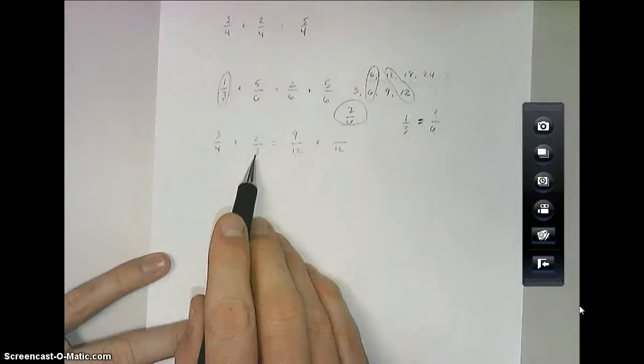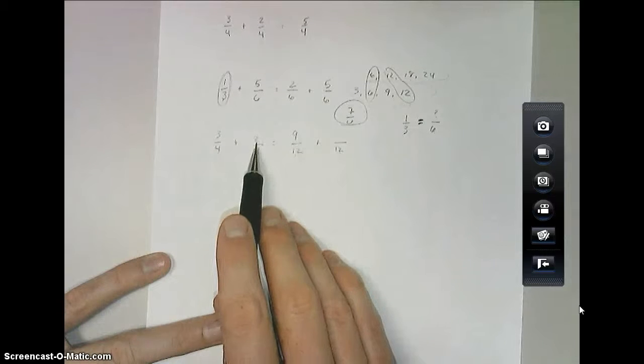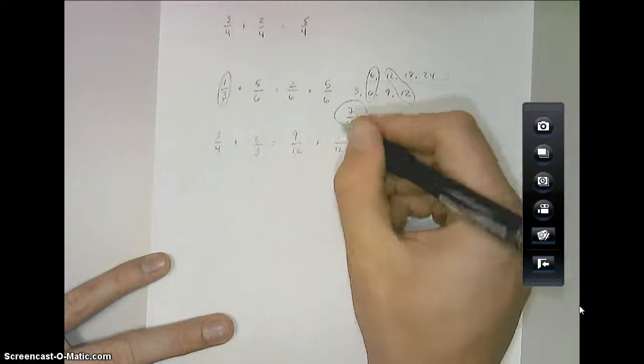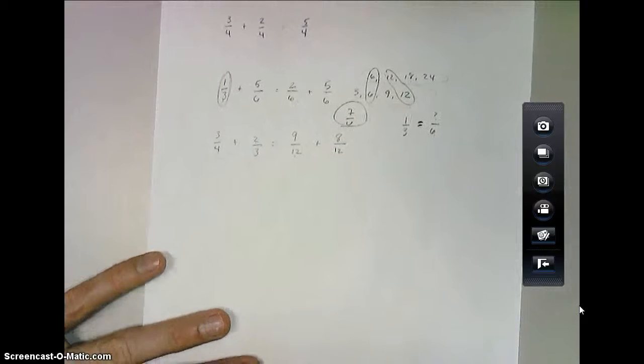Okay, what did I have to do to the 3 to get 12? I had to multiply it by 4. 3 times 4 is 12. I have to do the same thing to the numerator. 2 times 4 is 8. Okay, so now I'm set up. Now I'm good to go.